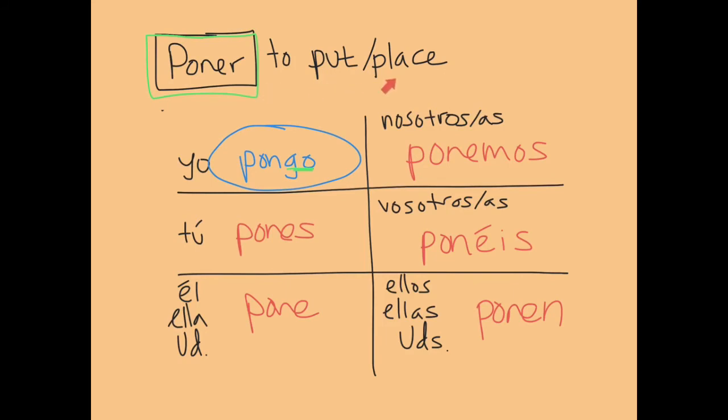Poner, to put or to place. Yo form, pongo. That's our go form. Everything else is normal. Tú pones, él, ella, usted pone, nosotros, nosotras ponemos, vosotros, vosotras ponéis, ellos, ellas, ustedes ponen.